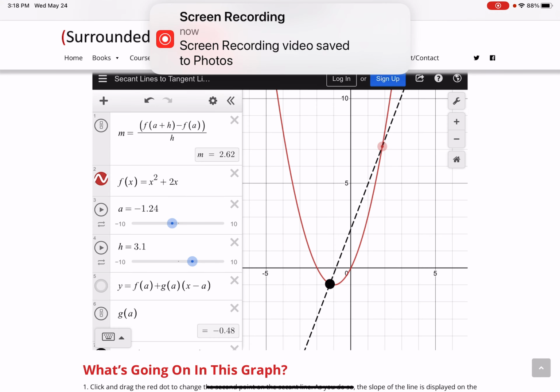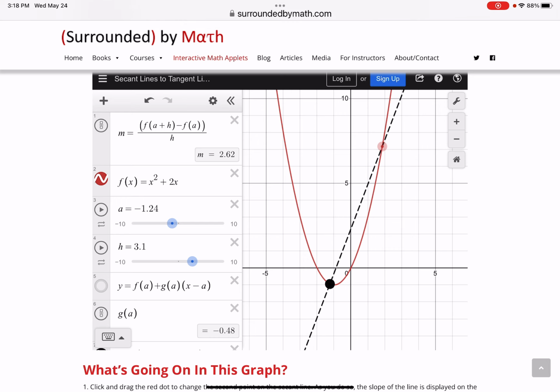Hi, it's Miss House. I want to speak with you briefly about the difference between average rate of change and instantaneous rate of change. The average rate of change is the slope of this line between any 2 points on the curve. So here's a point, this black dot, and here's another point, the red dot, and anytime I move this, you can see a line through those 2 points, and that's the average rate of change between this first point and this second point.